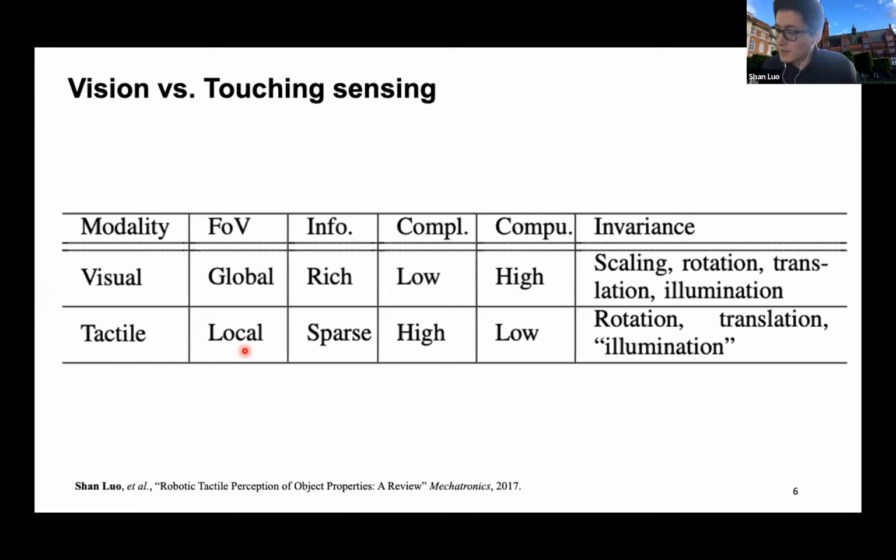And also we have to tackle these invariants in the environment, such as scaling, rotation, translation, and illumination for vision. Also, we have some noise in tactile, so we also have rotation and translation of objects. But also, we have this illumination. For example, if we press harder, the values will be higher, right? So we call it tactile illumination, right?